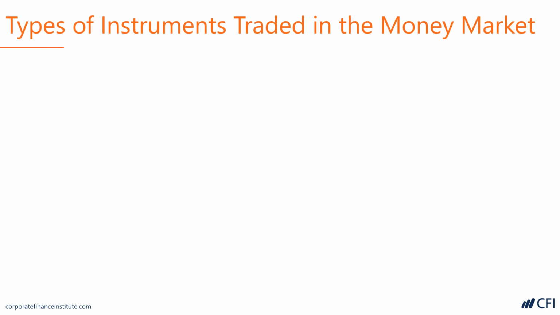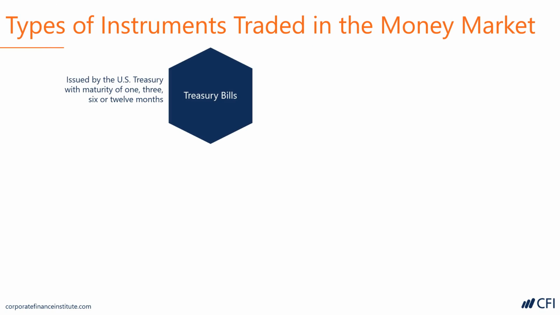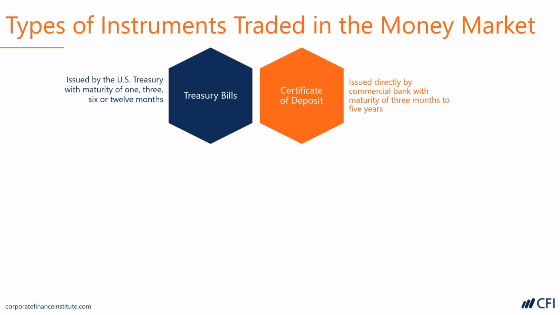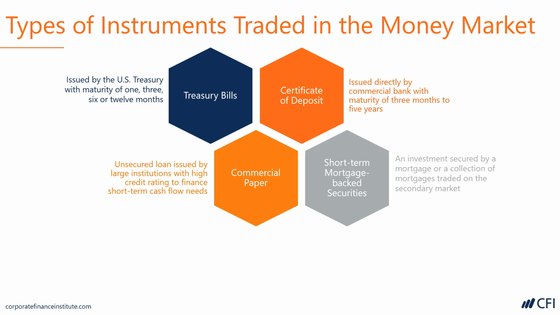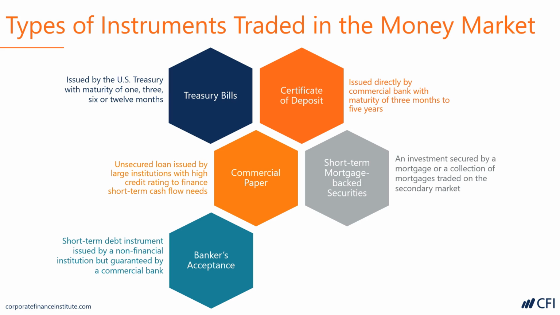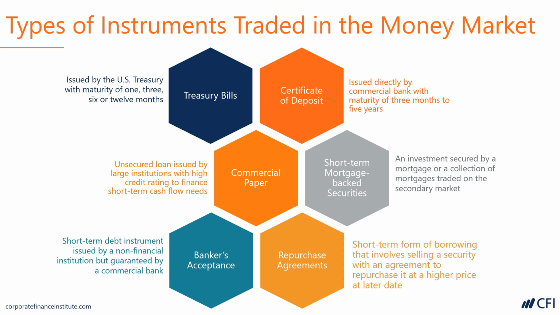Let's look at the type of securities that these investors can issue or invest in. The governments issue treasury bills. Banks issue certificates of deposit. Corporations issue commercial paper. Banks can also create short-term mortgage-backed securities. And banks also issue a product called a banker's acceptance that's guaranteed by their own bank. And finally, there are repurchase agreements, which are short forms of borrowing that involve selling a security with an agreed upon price that it will be repurchased at in the future.